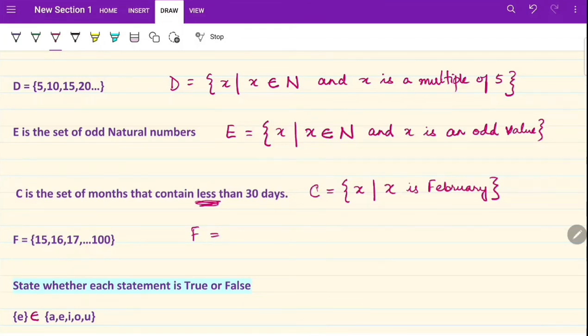So the name of the set is F, followed by an equals, which reads "is", and then open brackets, x such that x belongs to the set of natural numbers. All of these are natural numbers, as we see, counting numbers. But the other condition is that 15 is the lowest value and is inclusive. So 15 is less than or equal to x, less than or equal to 100.